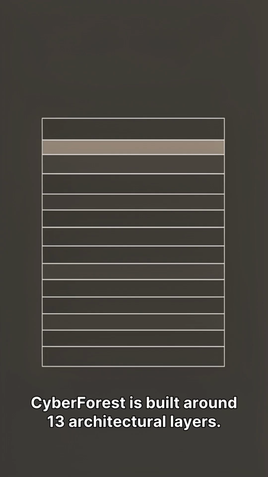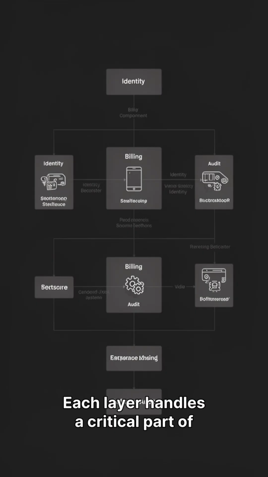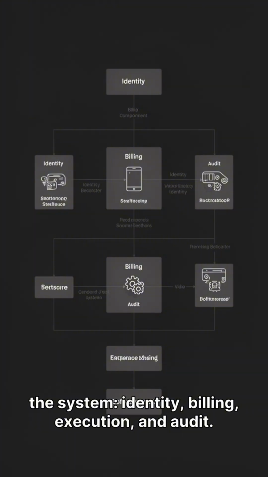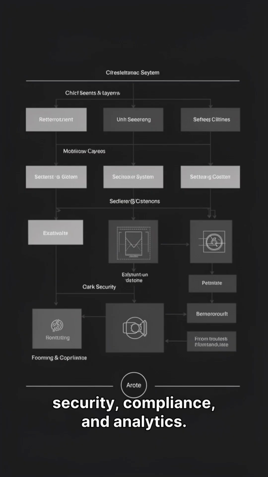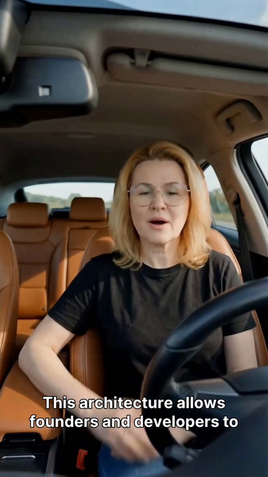Cyber Forest is built around 13 architectural layers. Each layer handles a critical part of the system: identity, billing, execution, audit, security, compliance, and analytics. This architecture allows founders and developers to build real SaaS platforms, not just automation pipelines.